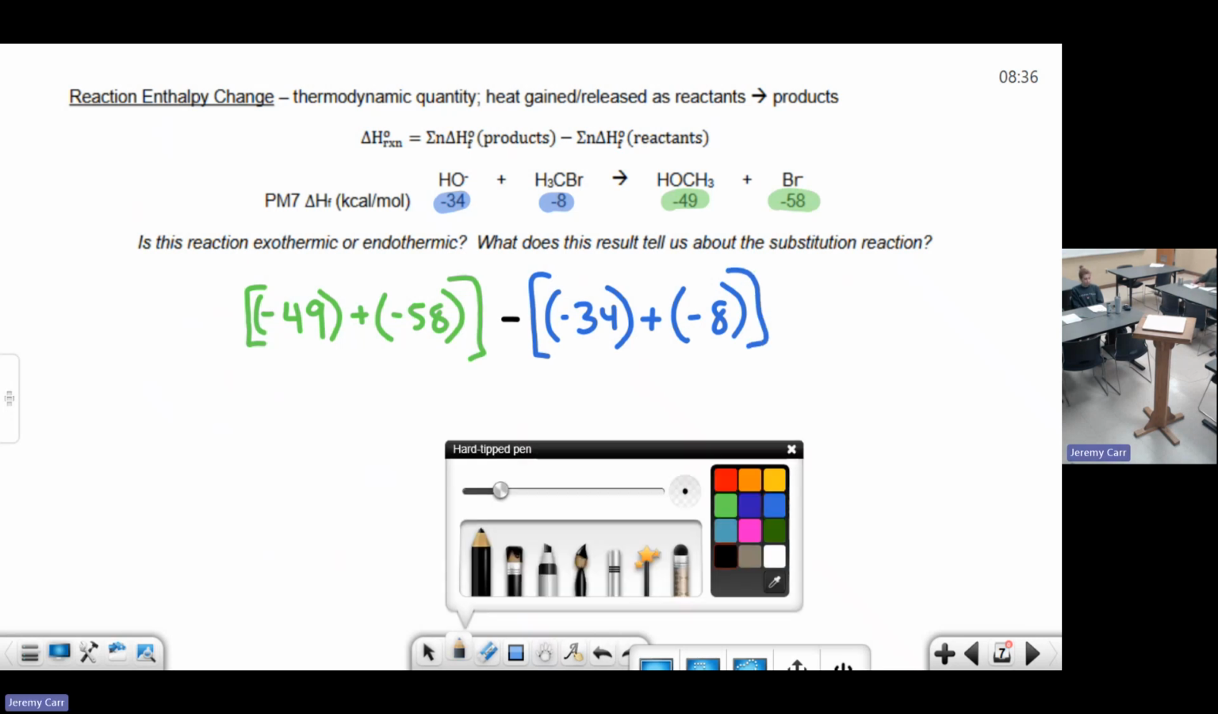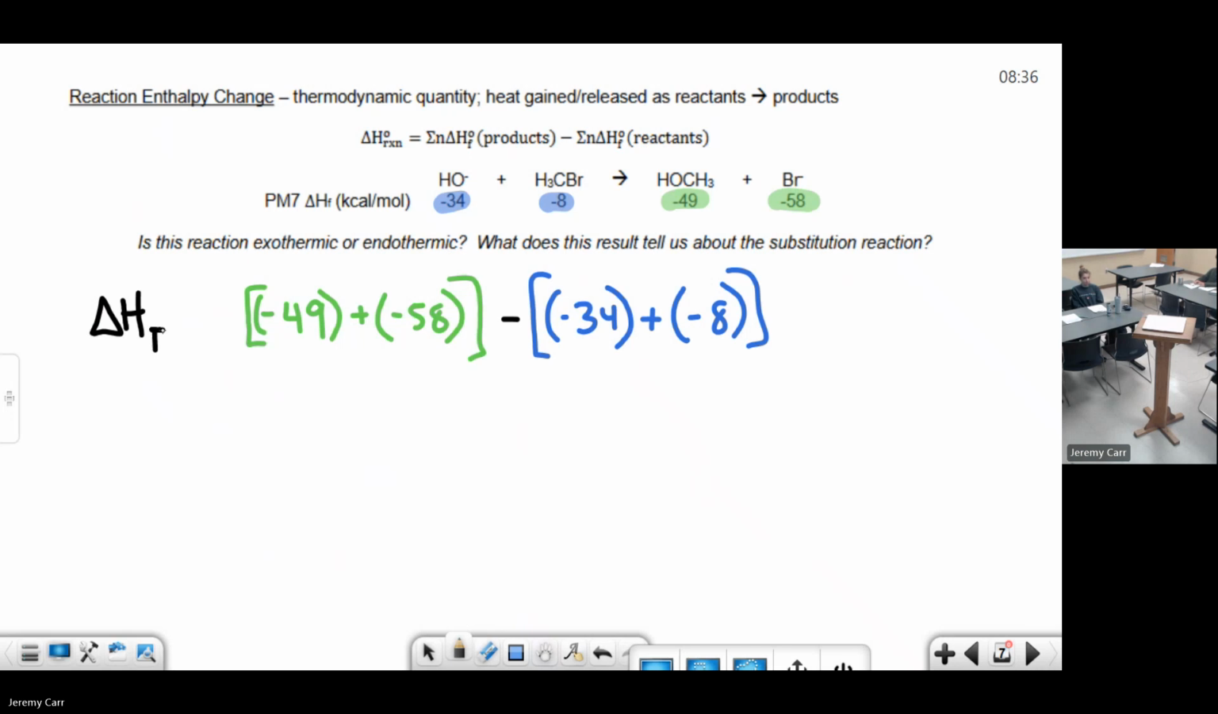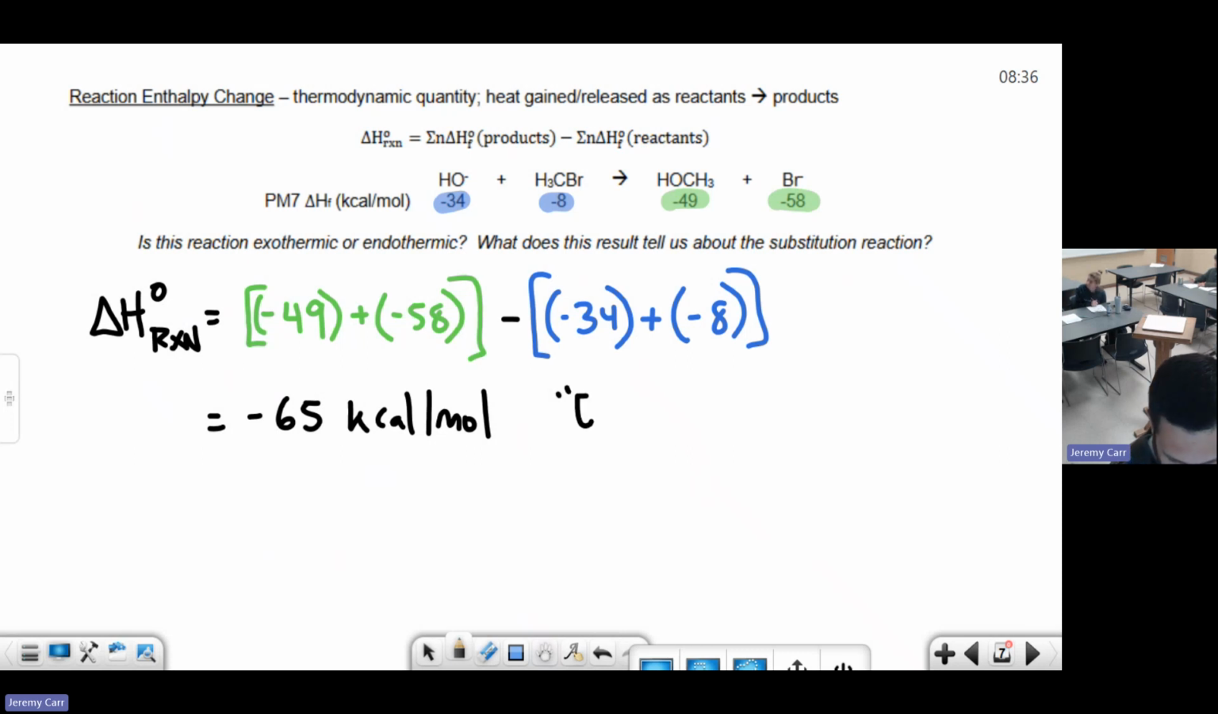When you solve this out, standard state, when you solve this chemical reaction out, what do you find out? It works out to negative 65 kcal per mole. Okay, and you go, well, what's so special about that? Who cares about this? You should care about this because this number right here, this negative value, is telling you that when you take hydroxide and you react it with methyl bromide, you lose heat. This is what's called an exothermic process.